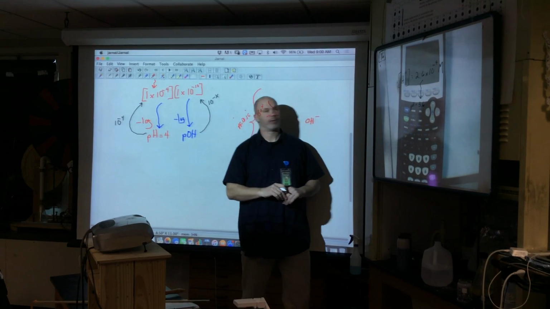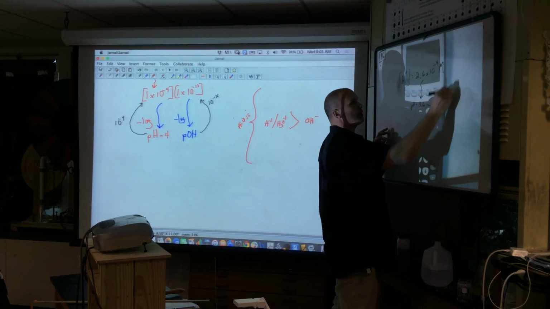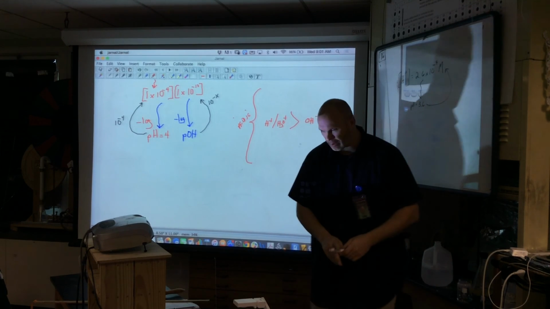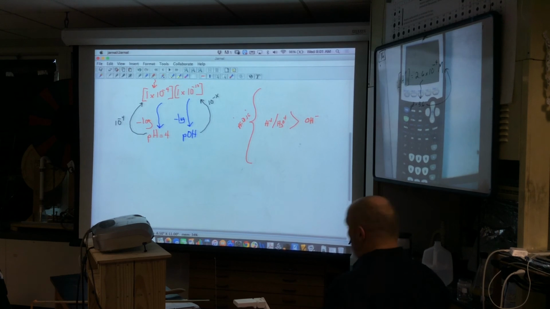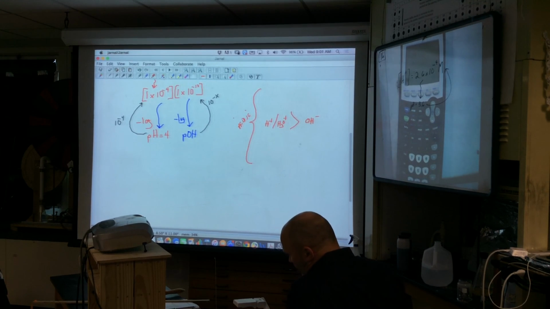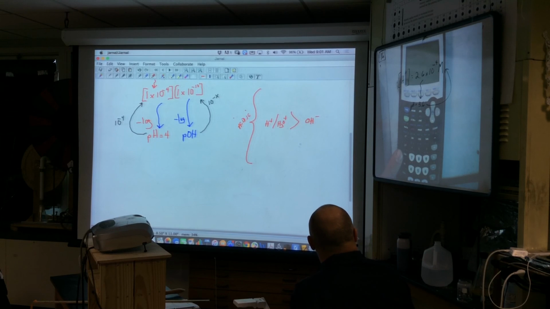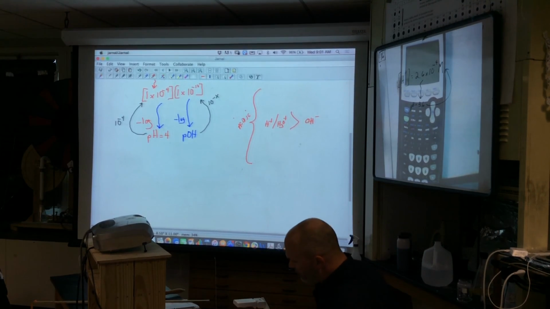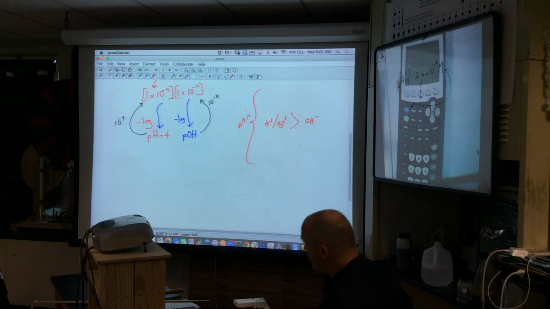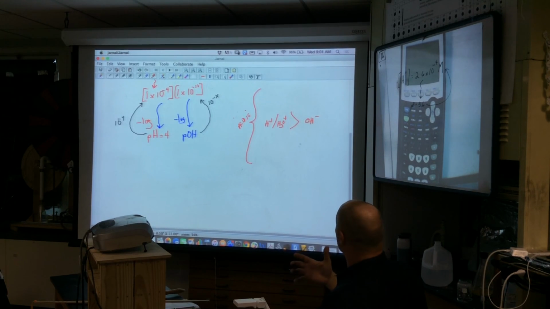Now, what if I want to go back? What if I was giving you the pH and you want to go back? So what I do is clear my calculator, okay, and right here is the 10 to the x key, right where you had log. You have 10 to the x, so second function, that's going to give you 10 to the x. We're going to do what?